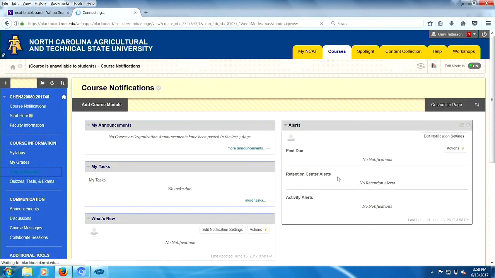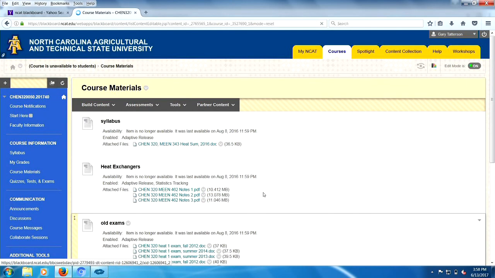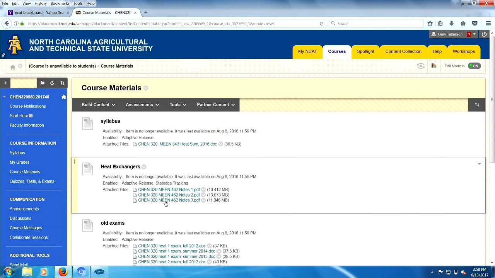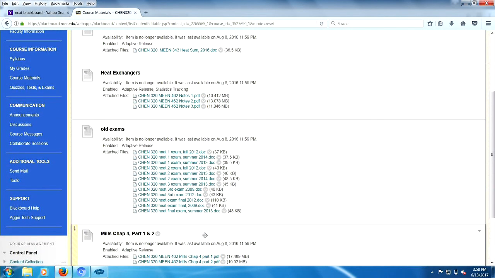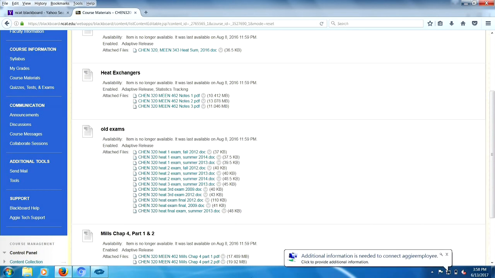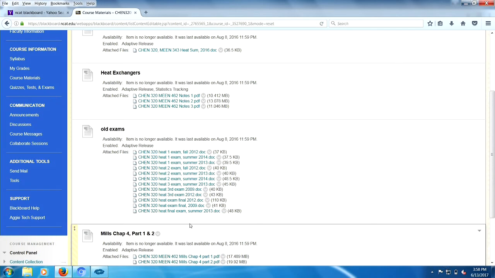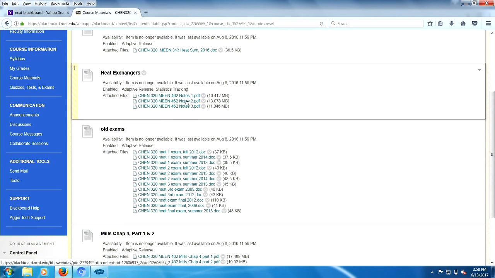Course materials. See, they have the same thing. 1, 2, 3. So let's start with number 2 here. And look at this, all these old exams I give you. Fantastic. We may dash into Mills for a second or two. Mills is a fantastic book. It's also out there. So let's go into 2 here. See what happens to us.